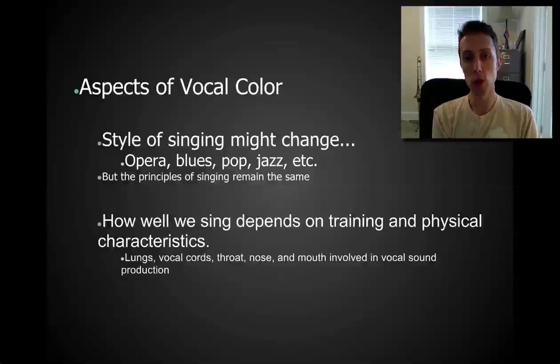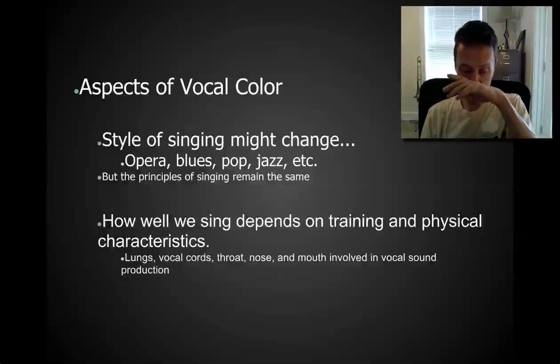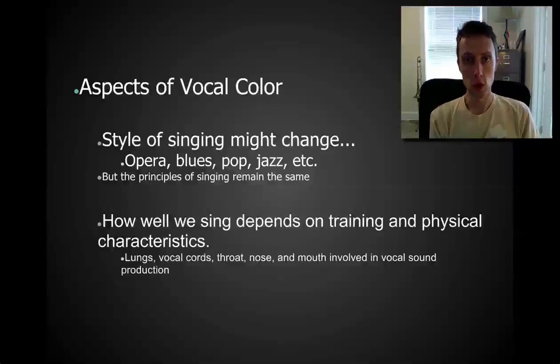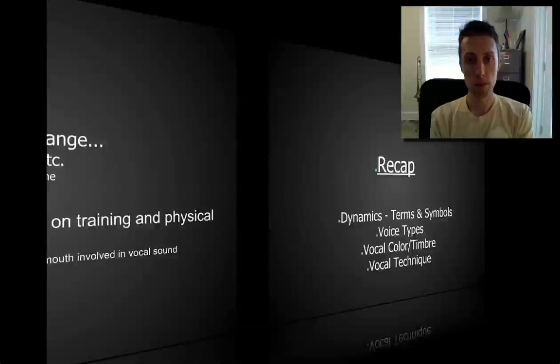So as I alluded to earlier, it doesn't matter what style of singing you do. If you like singing pop music, opera, blues, jazz, whatever, you're always going to have one of those four voice types, and the principles of singing are going to remain the same. The only thing that's really different is your training and, of course, the physical characteristics of how you decide to sing. So how you manipulate the lungs, the vocal cords, the throat, the nose, the mouth, all that kind of stuff, the chest cavity, everything, to maximize sound or create your own stylistically appropriate sound for whatever kind of music you're singing. So there you go.